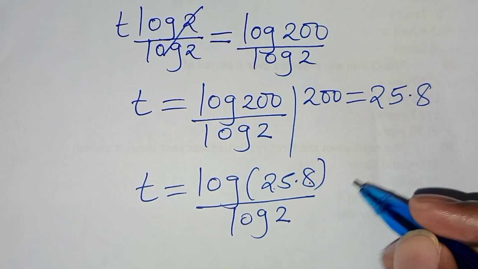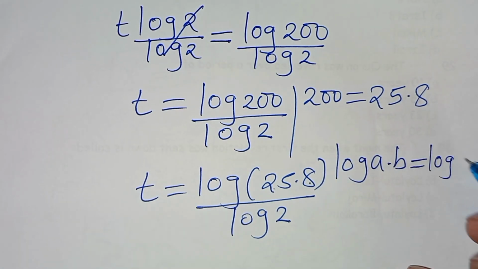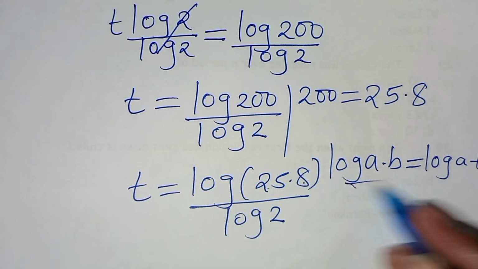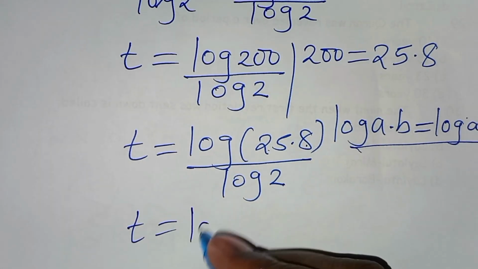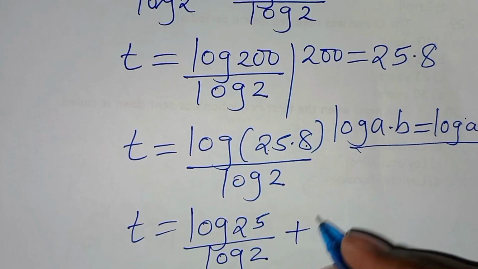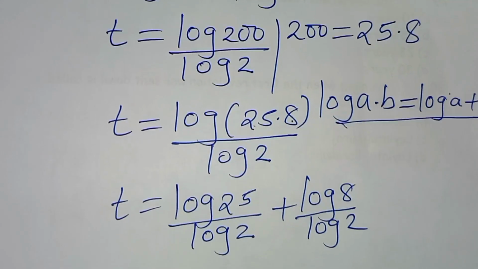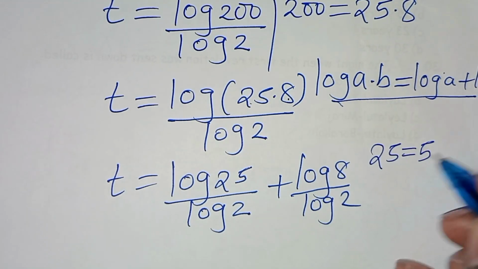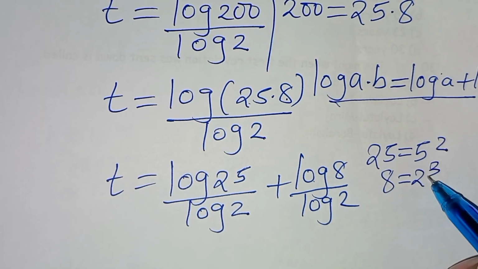Log of 25 times 8, this is in the form of log a multiplied by b, which we can express as log a plus log b. So applying this logarithm property, you find that t is equal to log 25 divided by log 2 plus log 8 divided by log 2. So the next step here, we can express 25 as 5 to the power 2, okay? And we can express 8 as 2 to the power 3, okay?